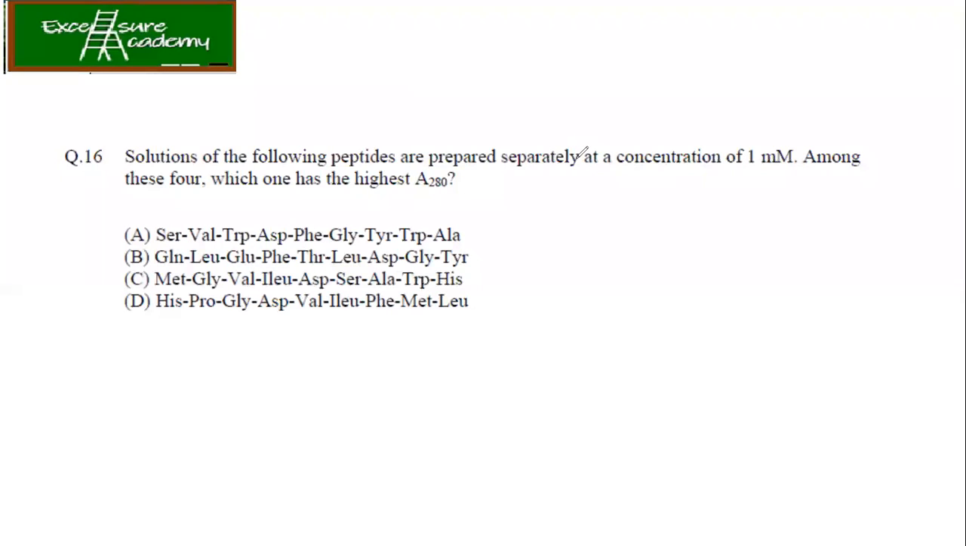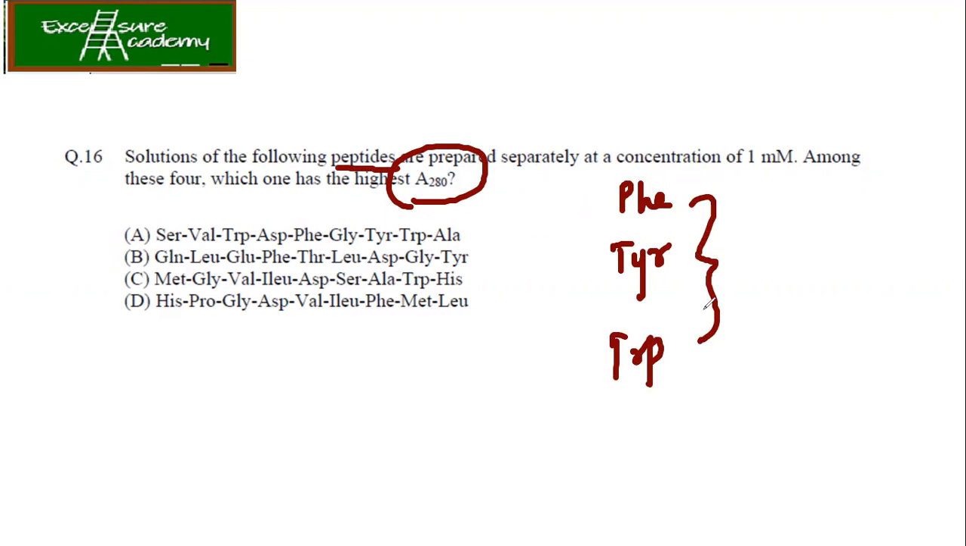You just need to remember that whenever you talk about A280, that is absorbance at 280 nanometer, and it is talking about peptides or proteins, it is always the phenylalanine, tyrosine and tryptophan which contribute to the absorbance. If you have more of these aromatic amino acids, that particular solution is going to have the maximum absorbance. So let's see which option has it.